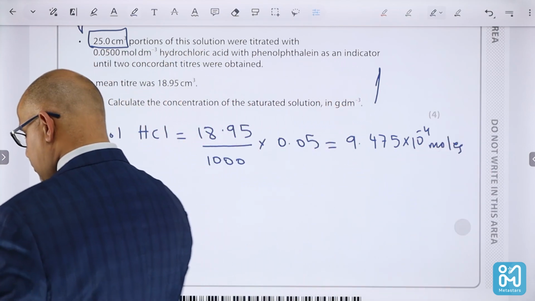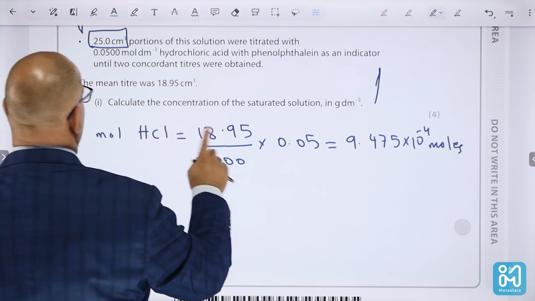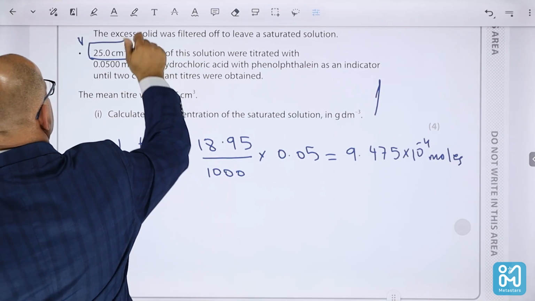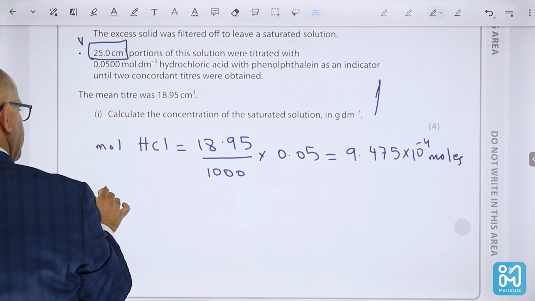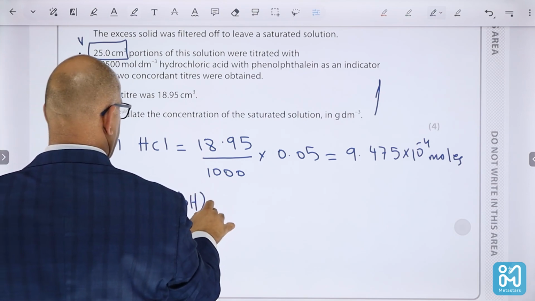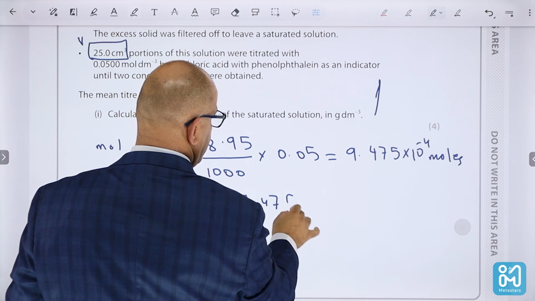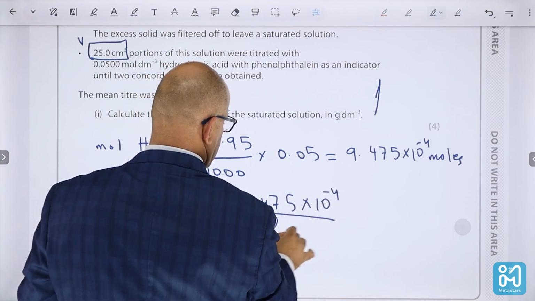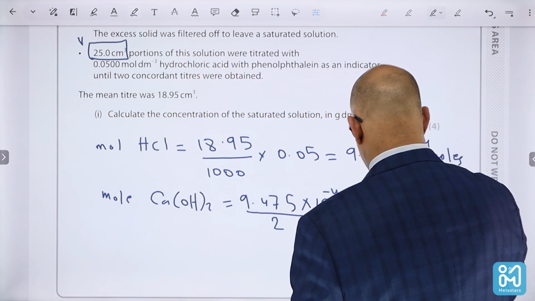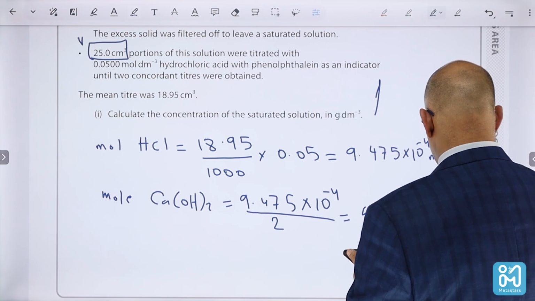If you return back to the equation, you will find the ratio of HCl to calcium hydroxide is 2 to 1. So we shall divide the moles of HCl by 2. This will give us 9.475 times 10 to the power negative 4 over 2, and this will give us 4.7375 times 10 to the power negative 4 moles.